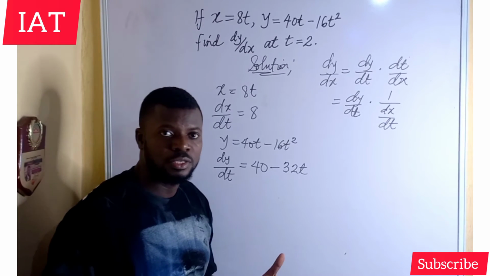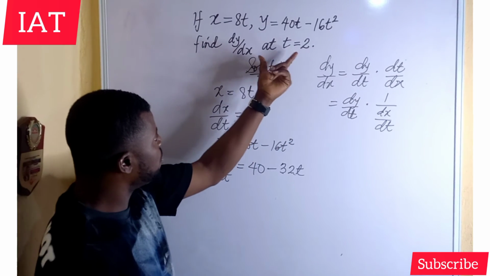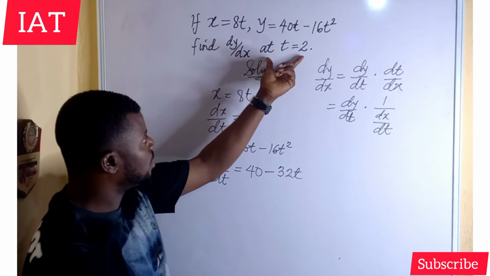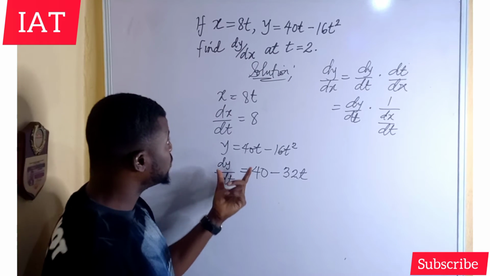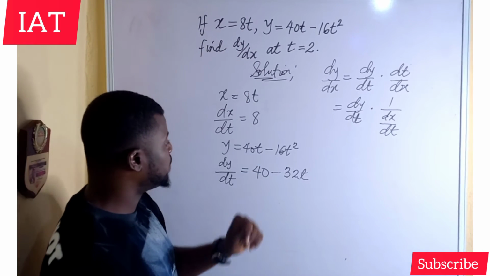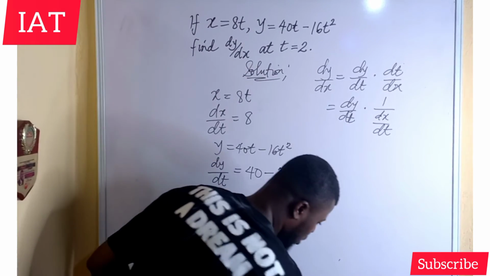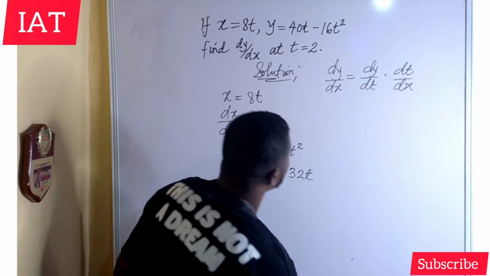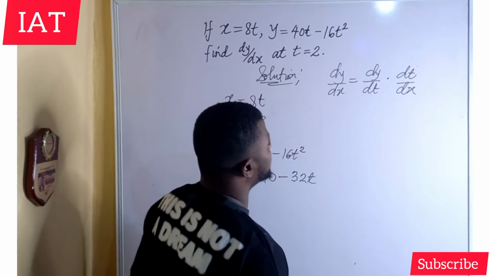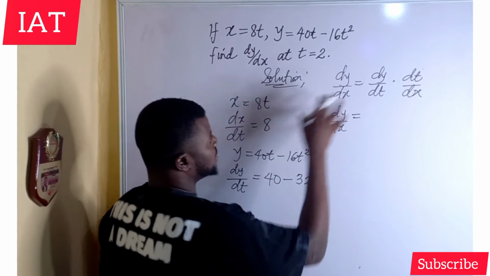So the next point is to substitute these parameters into this equation. Don't worry about this initial condition, the initial value problem. We're going to treat it after we have differentiated y with respect to x. So at this point, dy over dx will be equal to dy over dt dot dt over dx. So let's substitute these parameters into the expression.